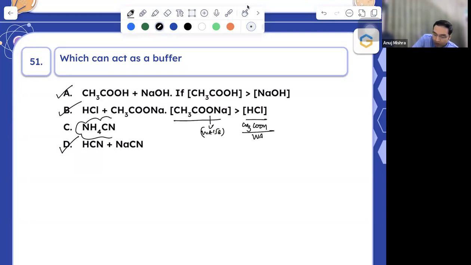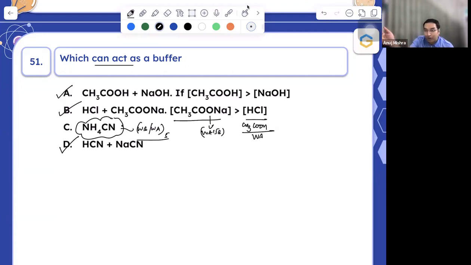NH4CN can also act as a buffer, though it is a weak acid, weak base salt. Look at the question's language: which can act as a buffer. If they give a weak acid, weak base case, and you mix something into that salt, nothing extreme will happen. So this solution can also act as a buffer, but the question language is different.